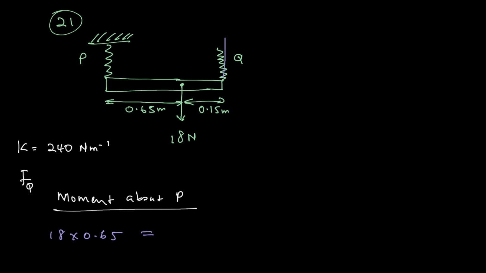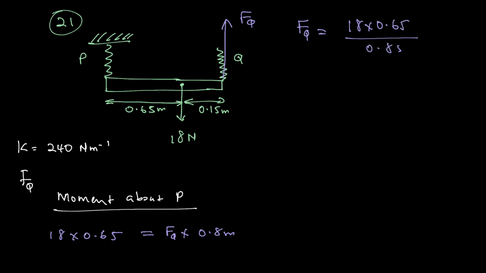So let's draw that force. That's a force here, that's FQ. So that will be FQ times 0.8 meters. Now we can find FQ. FQ will be equal to 18 times 0.65 over 0.80, and FQ will be 14.625 newtons. So that's what FQ is.